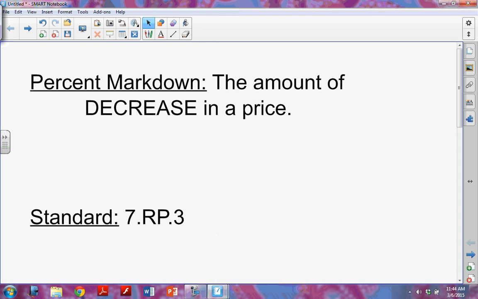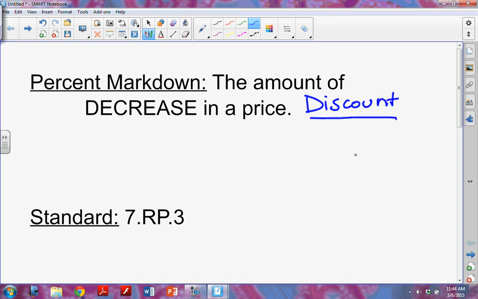Percent markdown, the amount of decrease in a price. You might also hear that this word is commonly known as a discount. So that means you're saving money because it's on sale. So we've been talking about proportions.